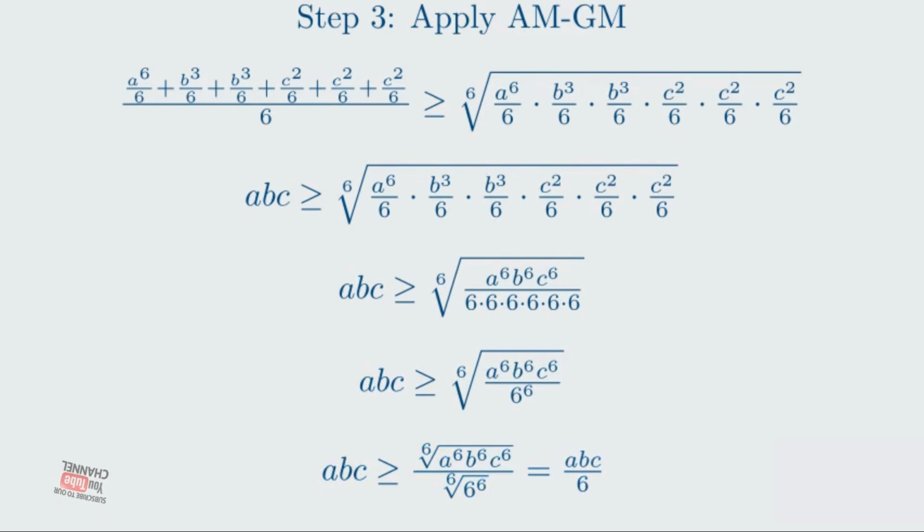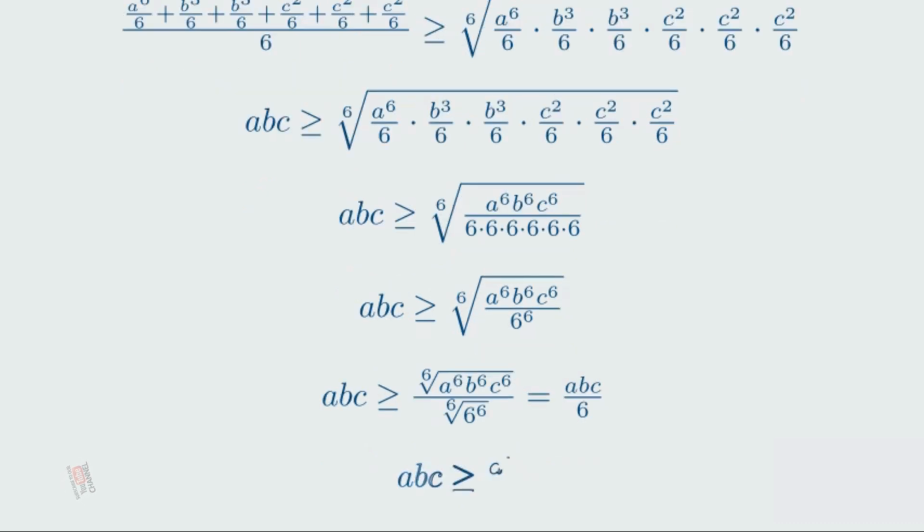This gives us a new, very important inequality. We've shown that abc must be greater than or equal to abc over 6. This inequality must be true for any real numbers x, and thus for any positive a, b, and c. However, we know that our original equation states that the left side equals the right side.